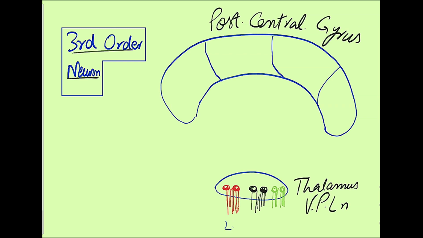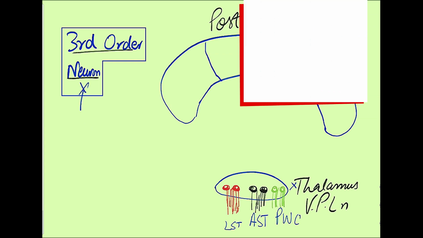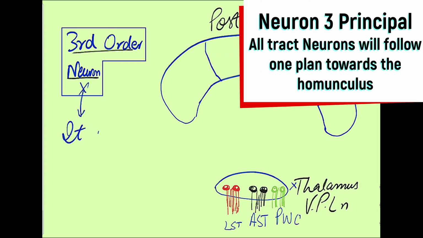So let's suppose this is the lateral spinothalamic tract, second order neuron. This is the anterior spinothalamic tract, and this is the posterior white column tract. All the tracts, second order neuron, destination is the thalamus, third order neuron. From here, they will follow the destination. So what is the rule of the third order neuron? The rule is it will follow homunculus. What does that mean? That it will follow homunculus.